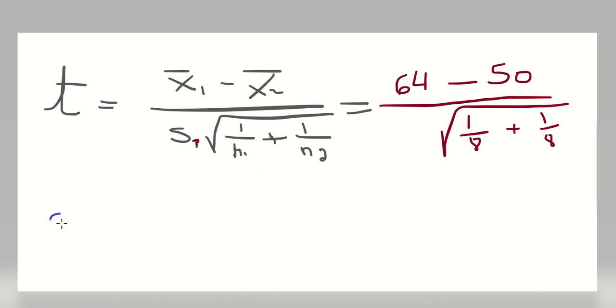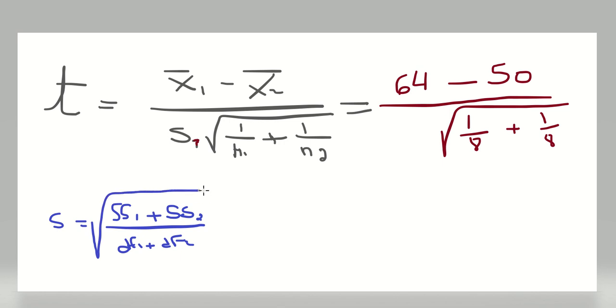The S pool had a formula where you're going to get the sum of square from group 1. You're going to add it to the sum of square from group 2, and you're going to divide by degrees of freedom 1 plus the degrees of freedom 2. Okay, so far this is a variance formula. To turn it into a standard deviation, you just take the square root of all of this, and this is your S pooled.